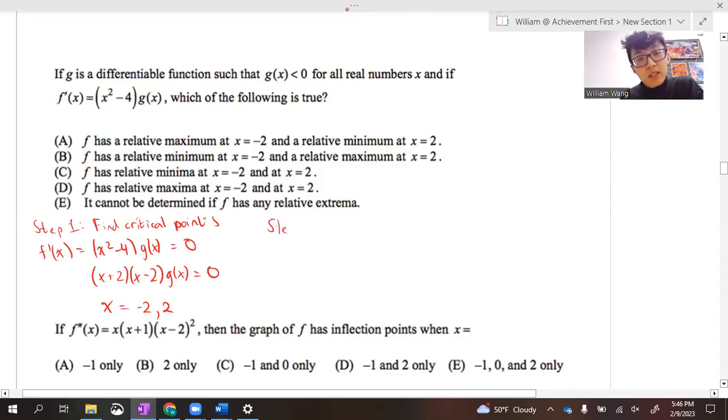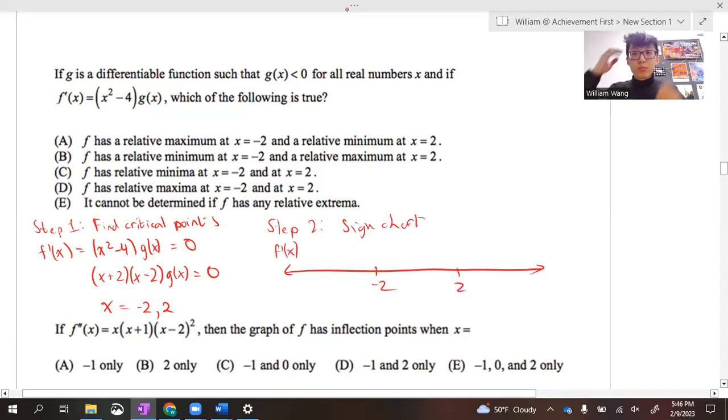All right. Step 2, I'm going to make my sign chart. So I make my sign chart, -2, 2. My derivative is right here. And let's plug in some values into my sign chart. Well, how am I going to go about doing this? Let's plug in some values. Hopefully you can choose them. I'm going to choose -3, let's choose 0, then positive 3.